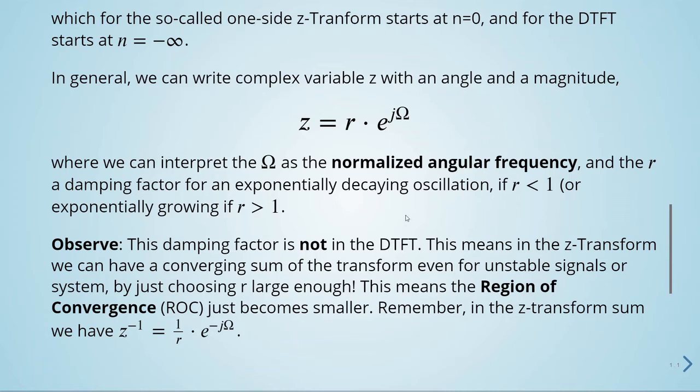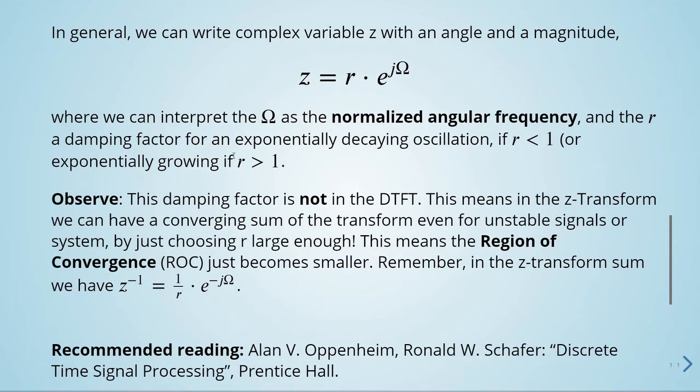Remember, in the Z transform sum we have z to the power of minus 1 equal to 1 over r times e to the power of minus j omega.